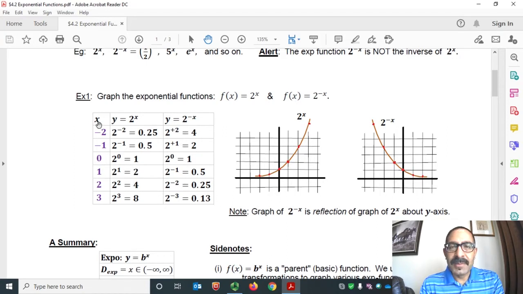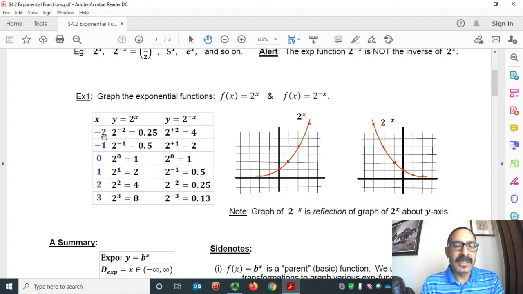So x is an independent variable, so we can pick x values. So let's pick some negative numbers as well as some positive numbers. If you pick a bigger number for x, then your computations to compute the y values will be messier. So let's pick smaller numbers for x. So here I picked x equals -2, -1, 0, 1, 2, 3. So let's find the corresponding y values.